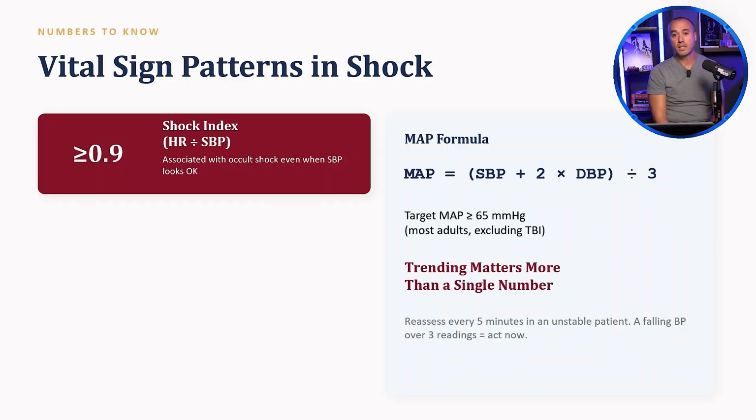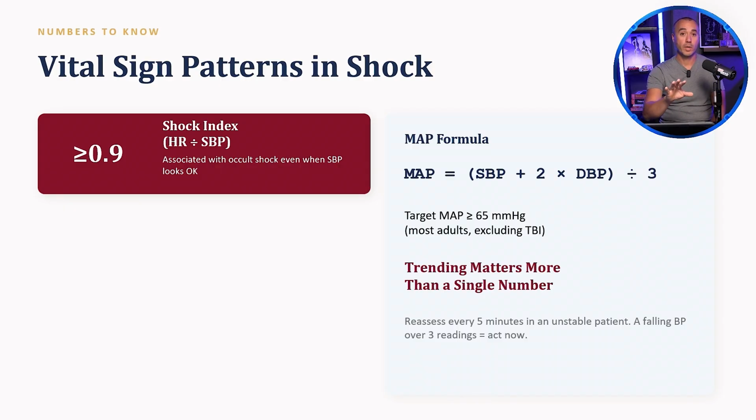Another really important vital sign that we can actually calculate is shock index. And I hope that all you providers out there are actually utilizing the shock index. There's really good data coming out about how this is better at detecting occult shock, even when the systolic blood pressure looks okay. The calculation for shock index is just the heart rate divided by the systolic blood pressure. A normal shock index should be less than 0.7.